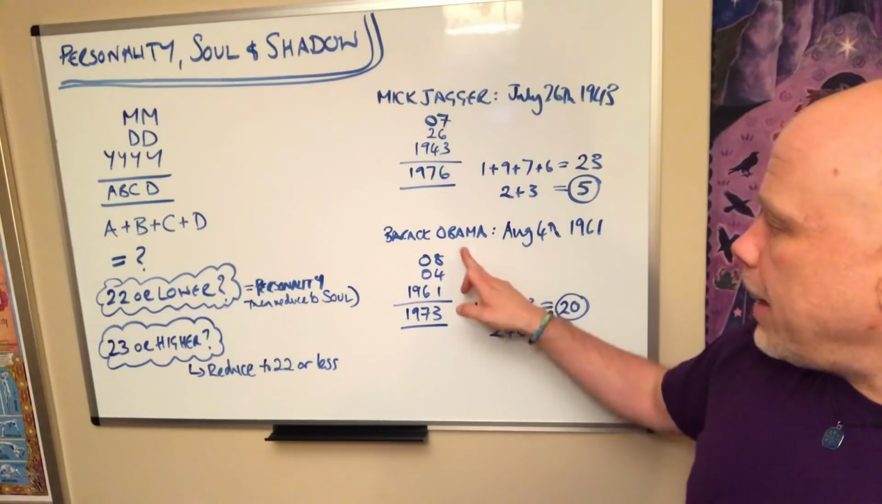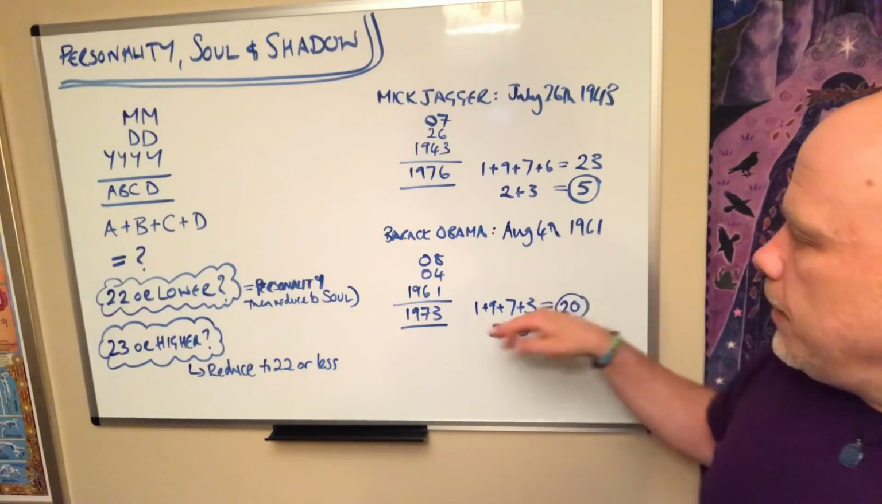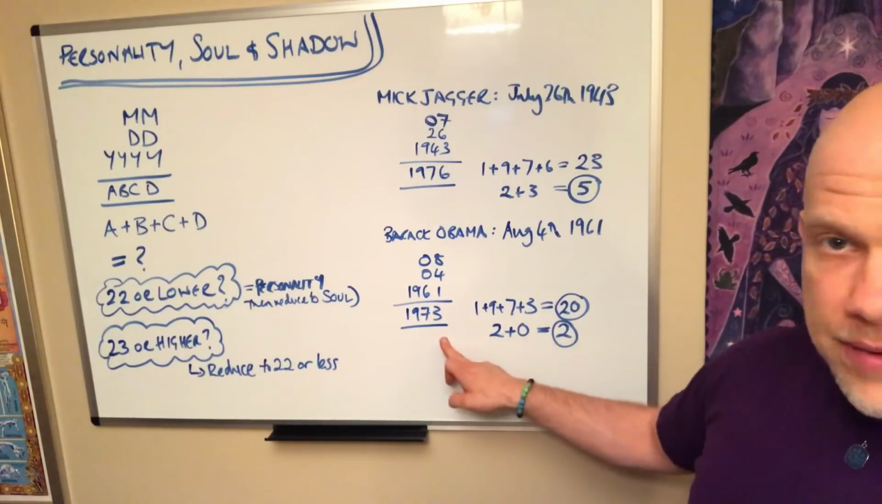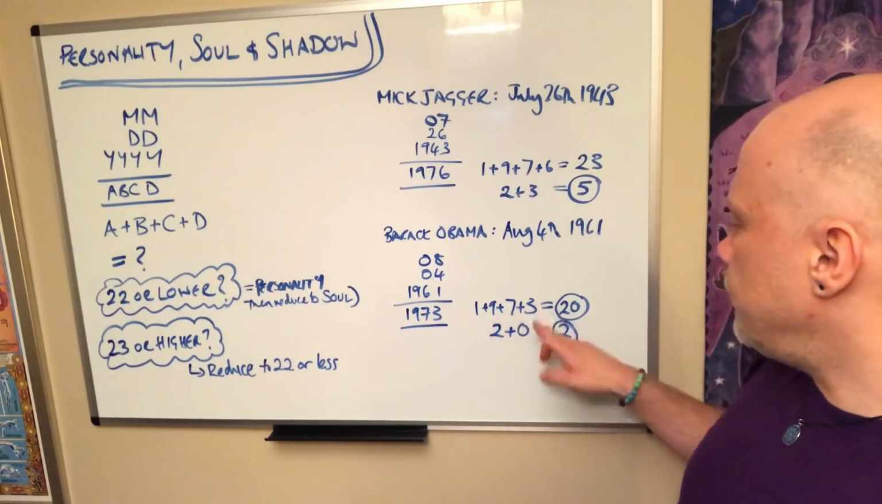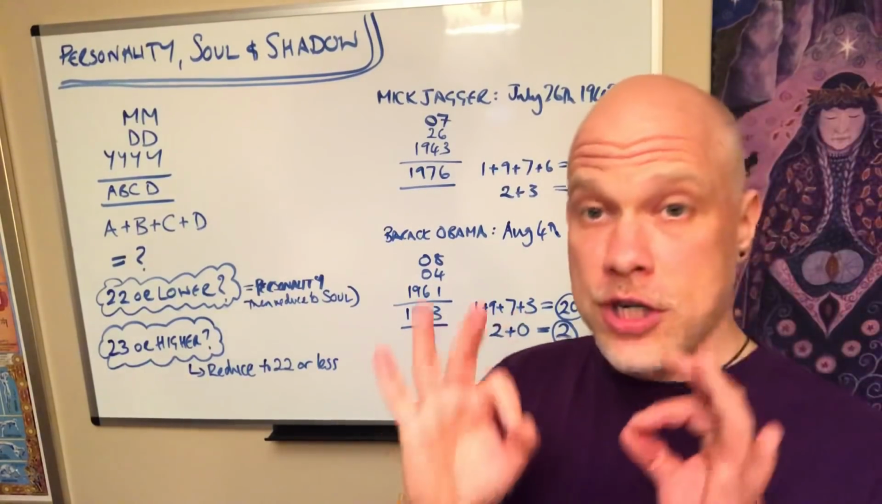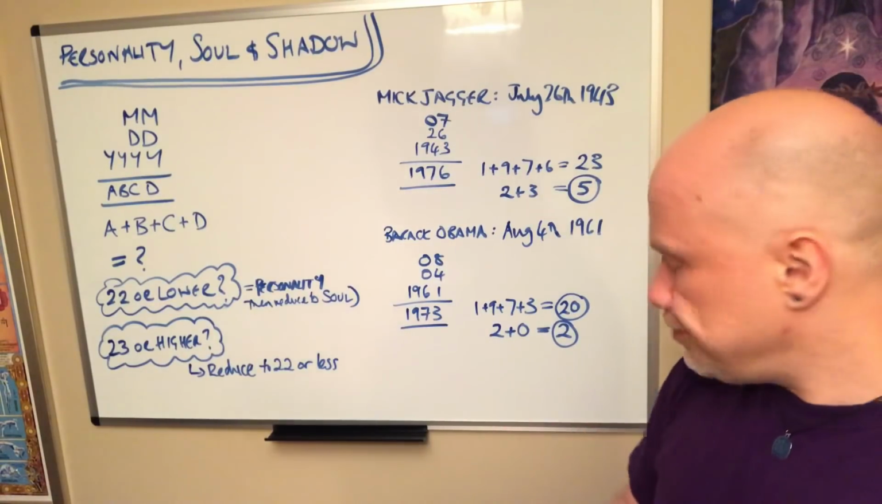Here's another example, Barack Obama, born August the 4th, 1961. 08, 04, 1961, added together gives you 1973. 1 plus 9 plus 7 plus 3, 20. Boom, we're into the major arcana. So his first card, his personality card, is Judgment.